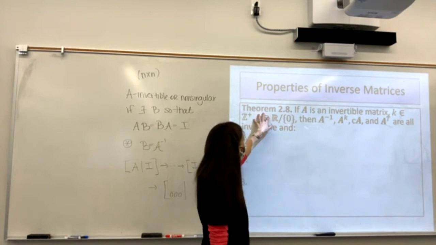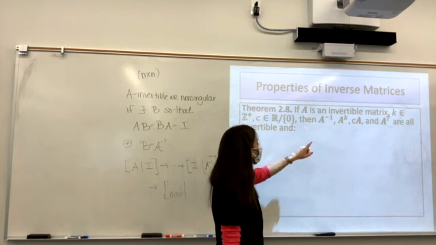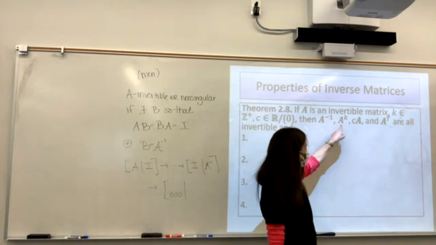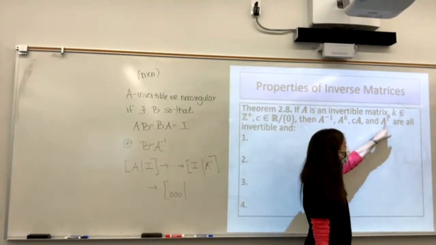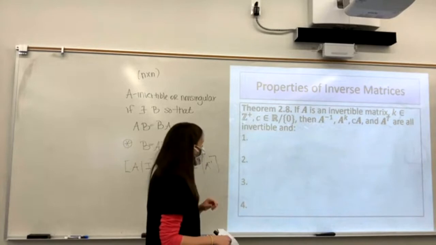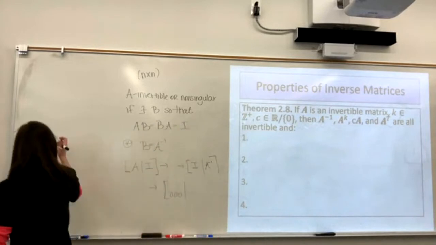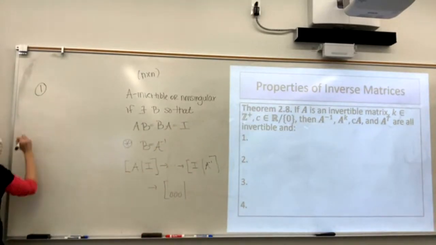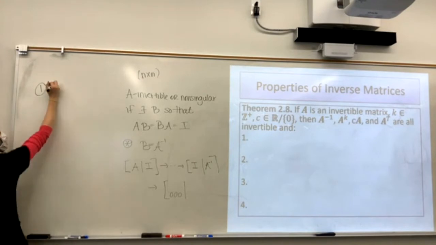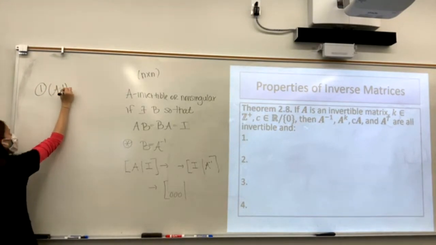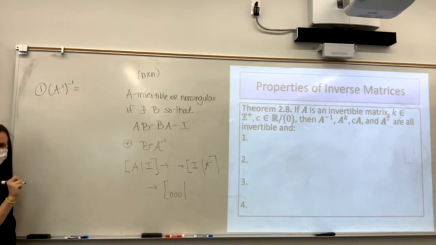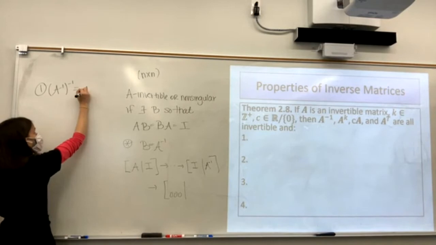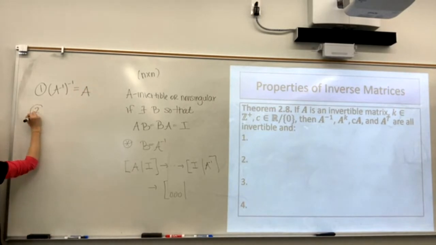And so then the theorem says if all that's the case, then the matrix A inverse, A to the K, the scalar multiple C times A, and A transpose are all invertible. And I'm going to write them up here so we can refer back to them. So the inverse of A inverse, any guesses on what that one's going to be? Just A. Yeah, the inverse of A inverse will just be A.